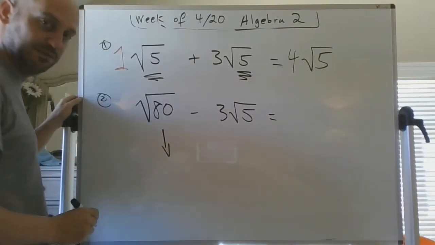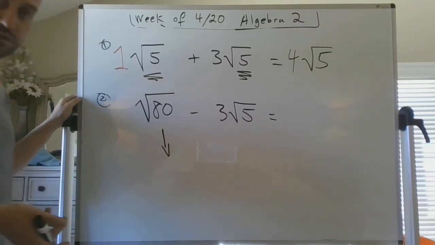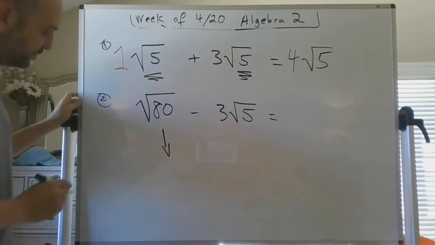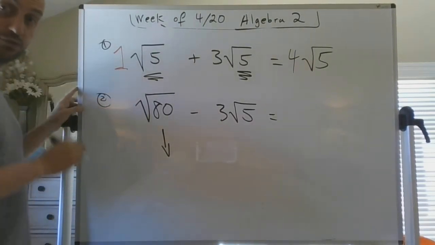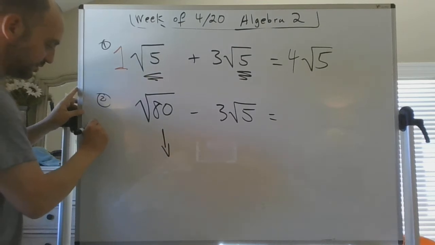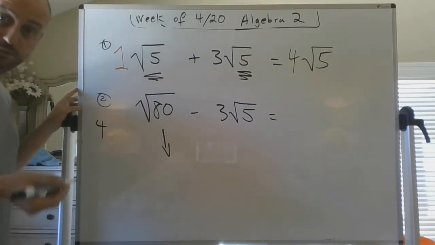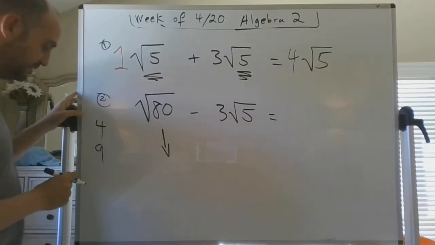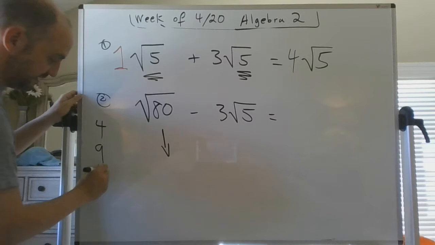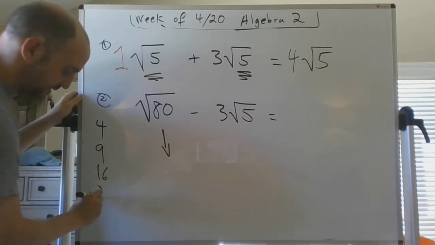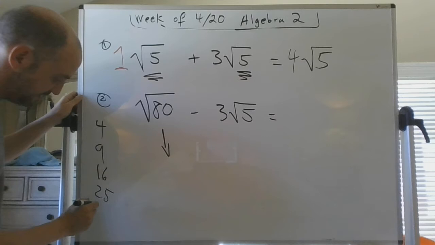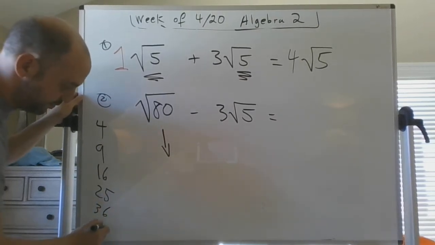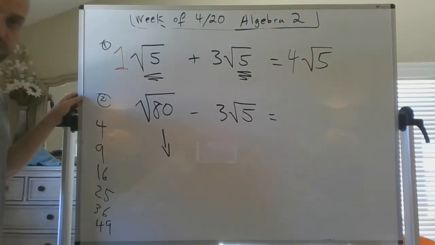Okay, so I'm going to show you guys how to simplify a square root. There's a couple different ways of doing this. What I would like to tell you is this. Think of all the perfect squares. What are the perfect squares? 4, because the square root of 4 is 2. 9, because the square root of 9 is 3. 16, that's 4 times 4. 25 is 5 times 5. 6 times 6 is 36. 7 times 7 is 49. And so on and so on.